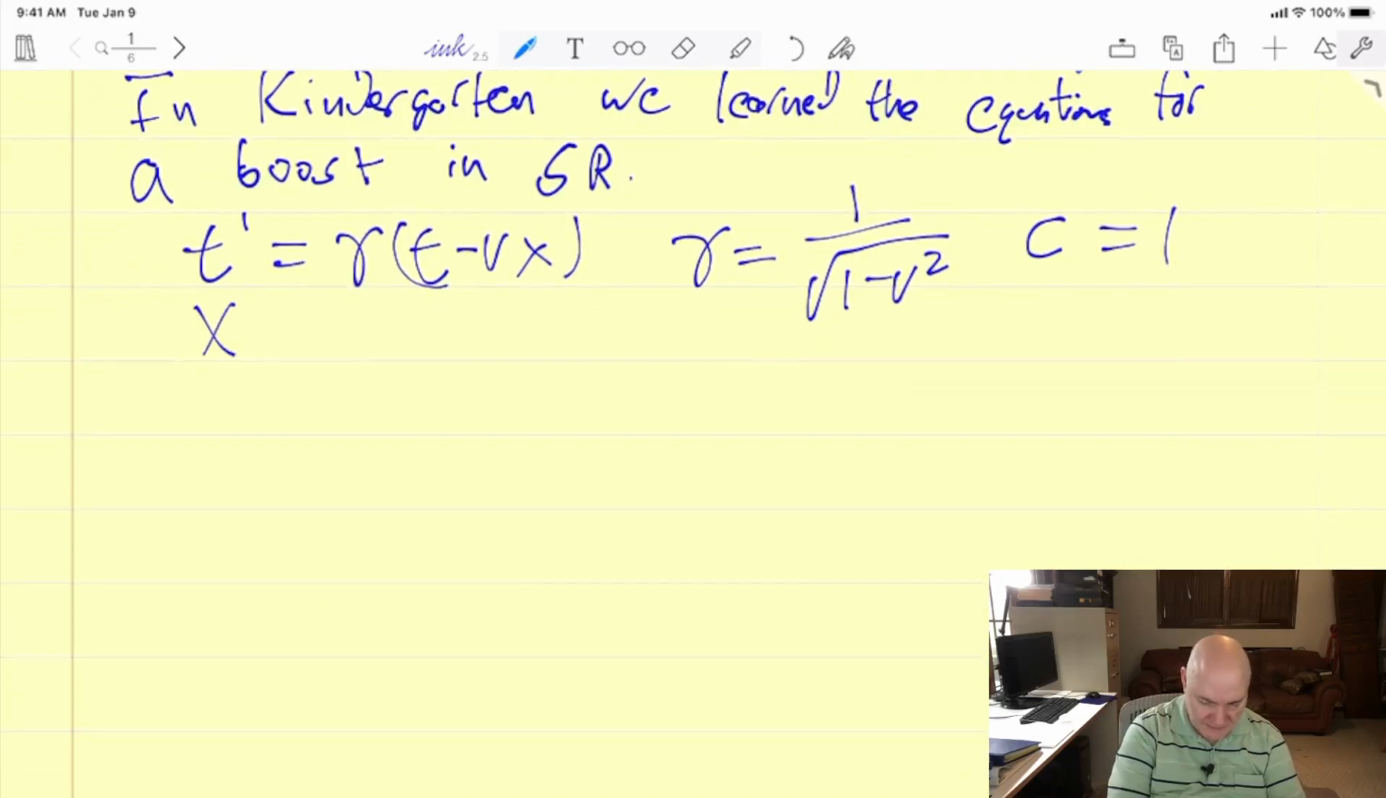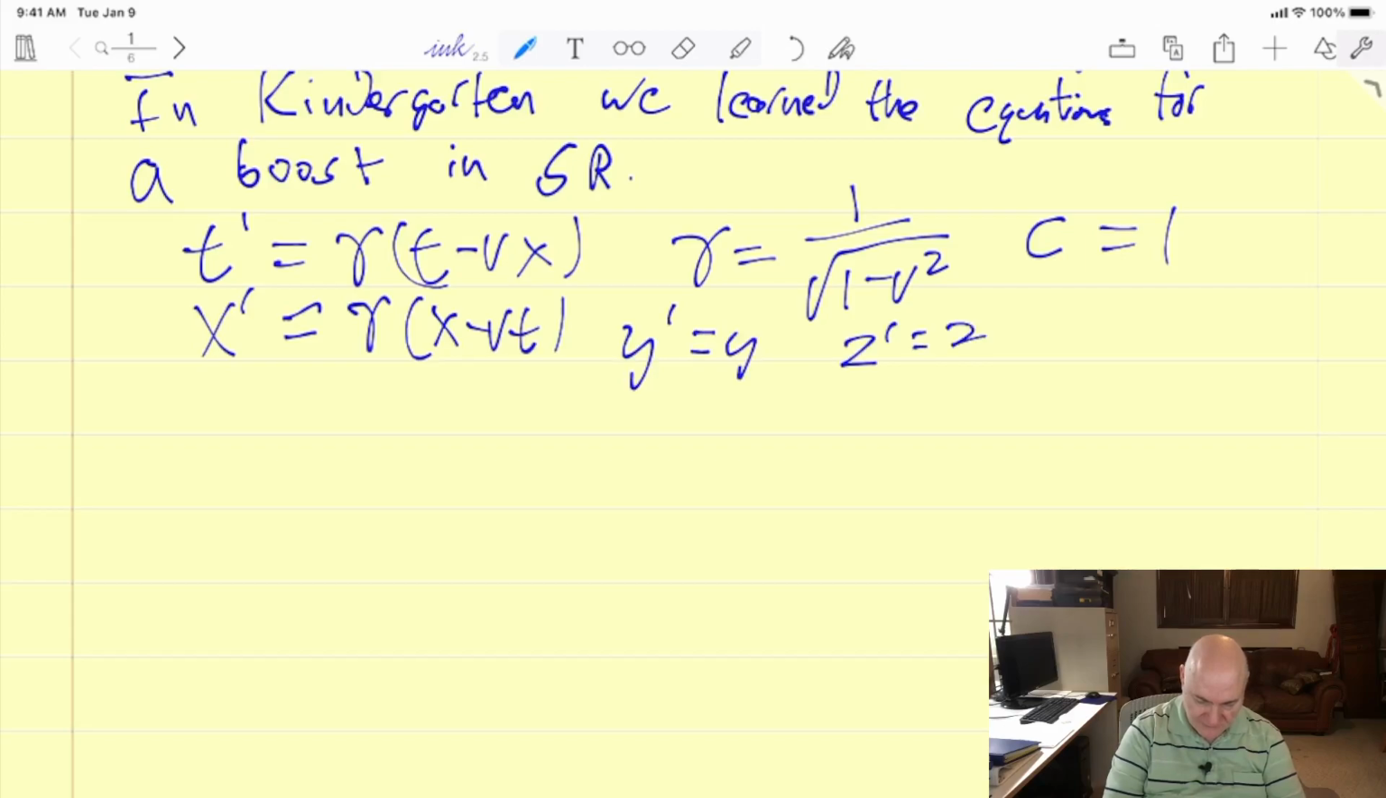And x prime is equal to gamma (x minus vt). And y prime equals y, z prime equals z. So y and z just always go along for the ride.